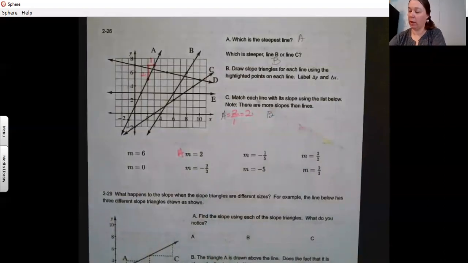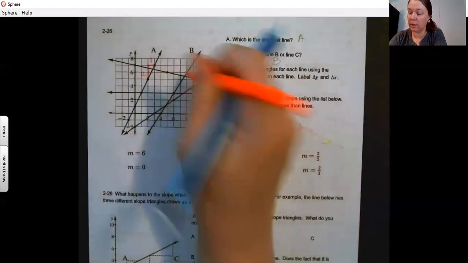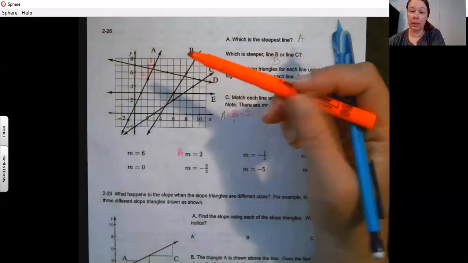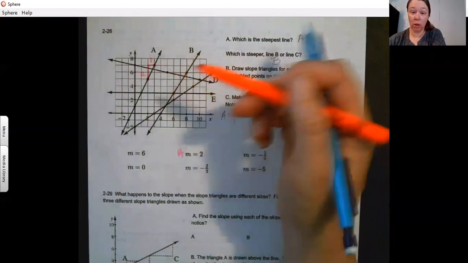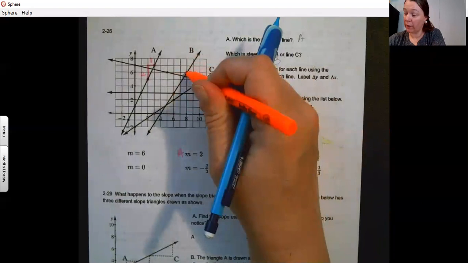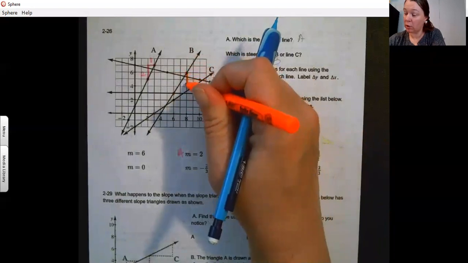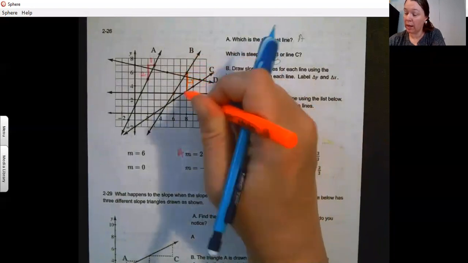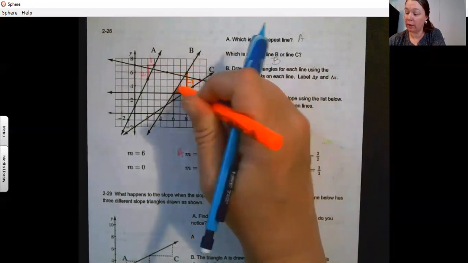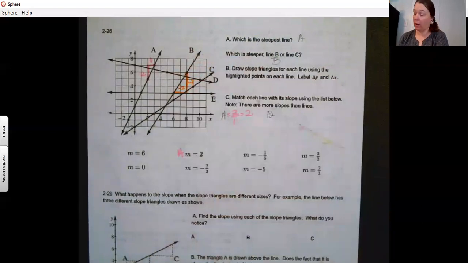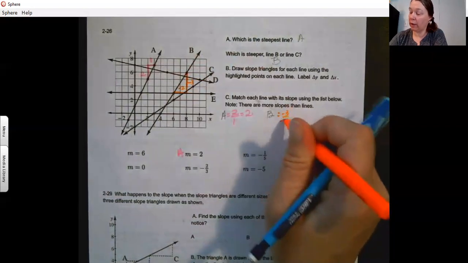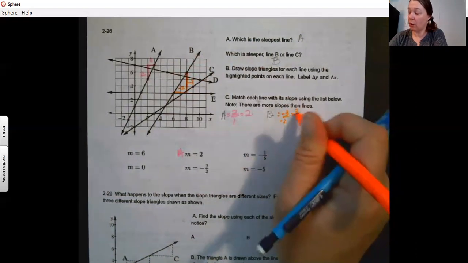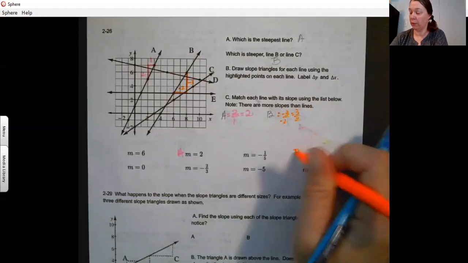All right, so then for B, I can pick any 2 points. So I can pick these 2 points. It doesn't matter if I start here and go up to this one, or start here and go down. If I start here and go down, it's down 1, 2, 3, so -3, and then it's to the left 2, so -2. So you could think of it as -3 over -2, which is the same as 3 over 2, which is right here.